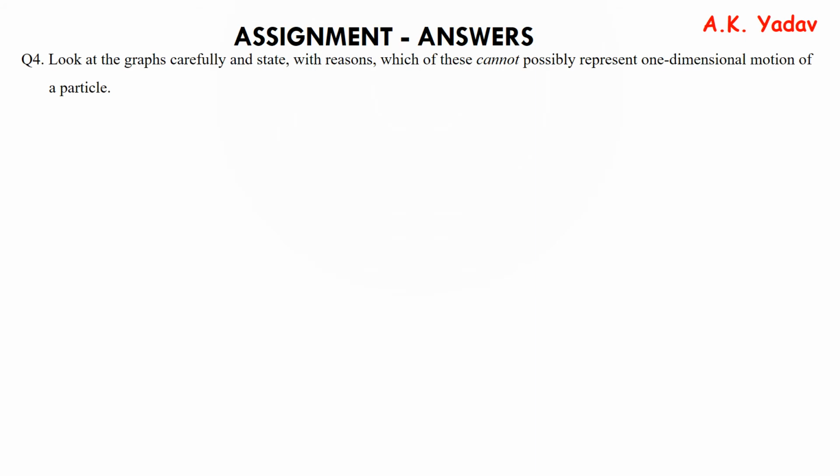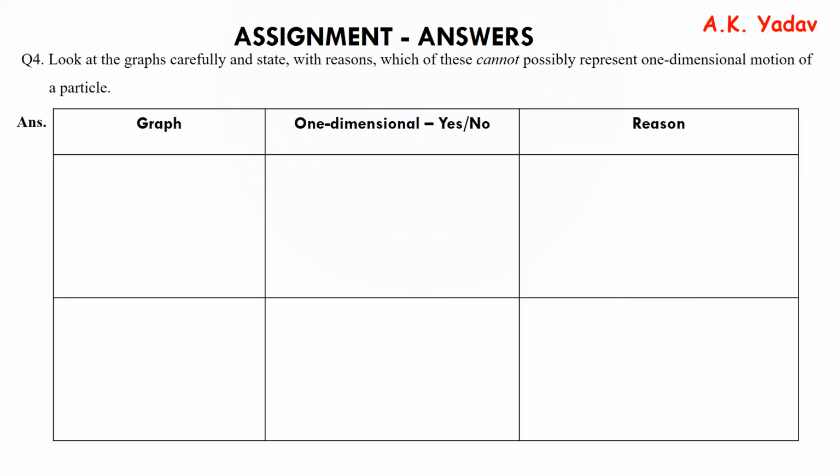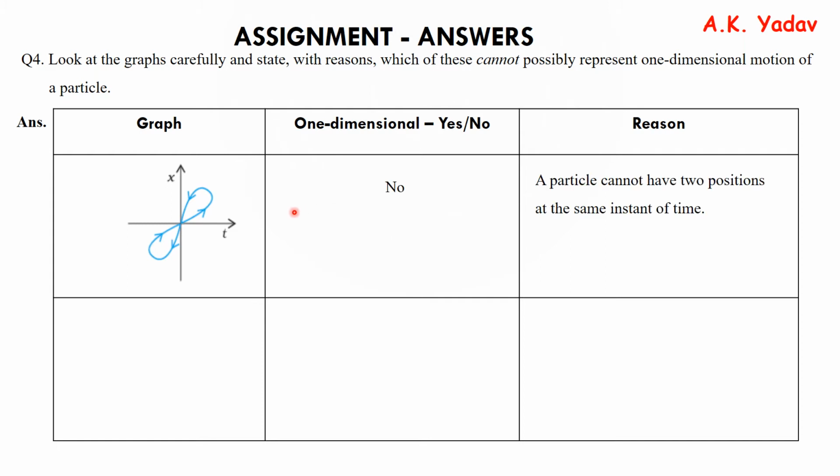Question number 4. Look at the graphs carefully and state with reasons which of these cannot possibly represent one-dimensional motion of the particle. Okay, the first case. The first case is not representing one-dimensional motion because a particle cannot have two positions at the same instant of time. Here at this time, there are two positions, 1, 2, which is not possible.